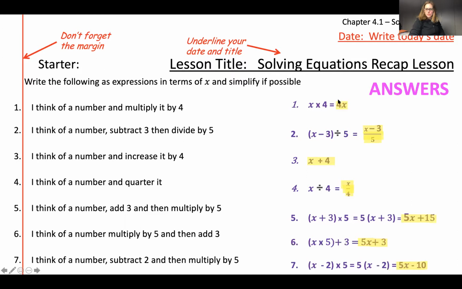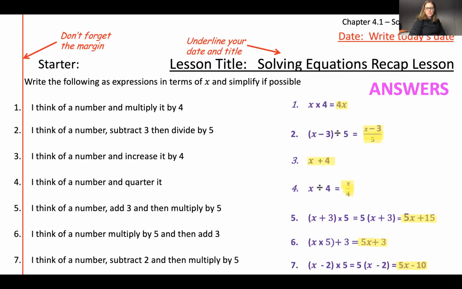Okay, I did the first one for you. 4 lots of x, which we simplify by removing the multiplication sign. And remember, our 4 is our coefficient of x, and the number goes before the letter x.